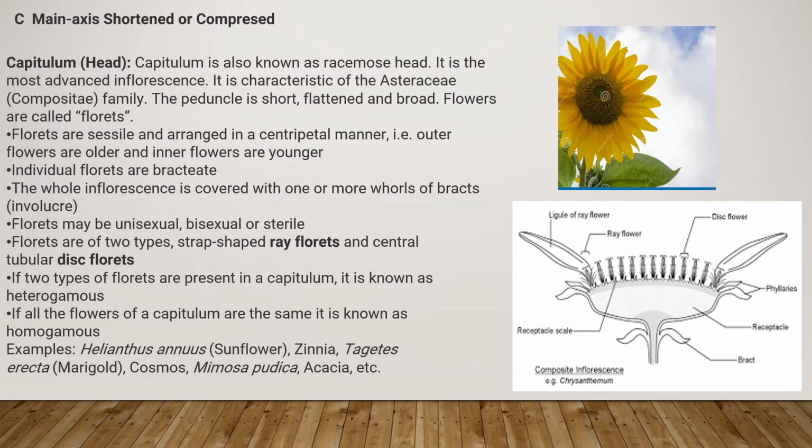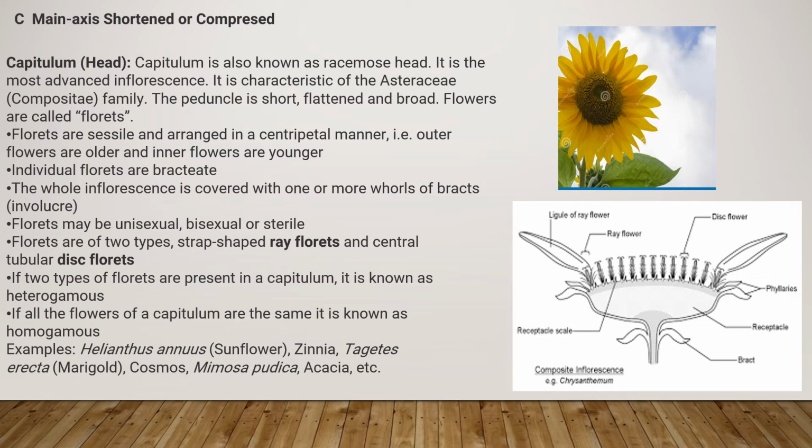Florets are of two types: one is strap-shaped, called ray florets, and central tubular florets, called disc florets. If two types of florets are present in a capitulum, it is known as heterogamous. If all the flowers of a capitulum are the same, it is known as homogamous.